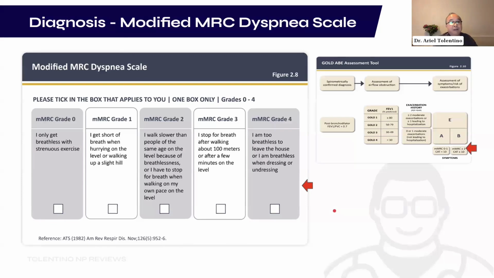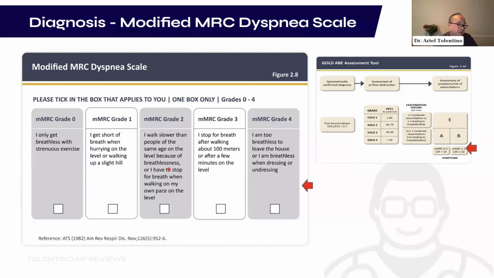This is called the modified MRC Dyspnea scale. MRC is your Medical Research Council Dyspnea scale. This is a simpler tool with only 0 to 4 scoring. The patient is just asked to mark one box, the one with the determinants that most closely resemble the patient's symptoms. Grade 0 would be being breathless only with strenuous exercise. Grade 1 would be shortness of breath when hurrying on the level or walking up an incline.